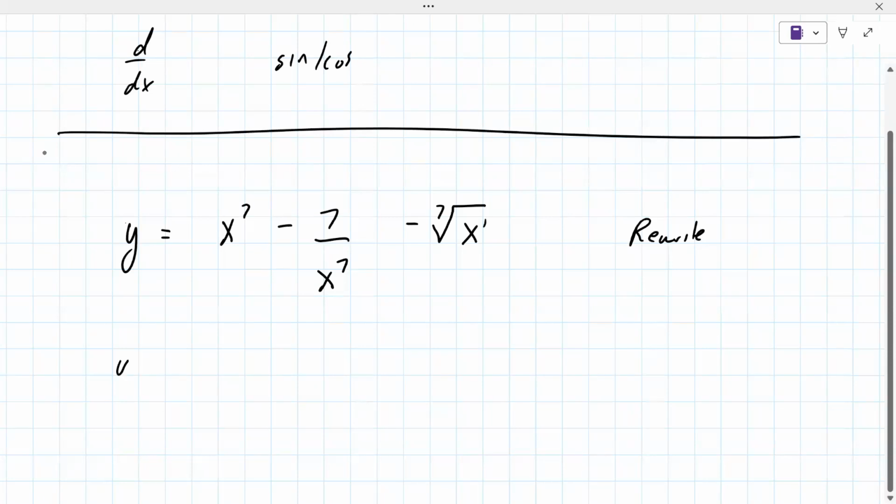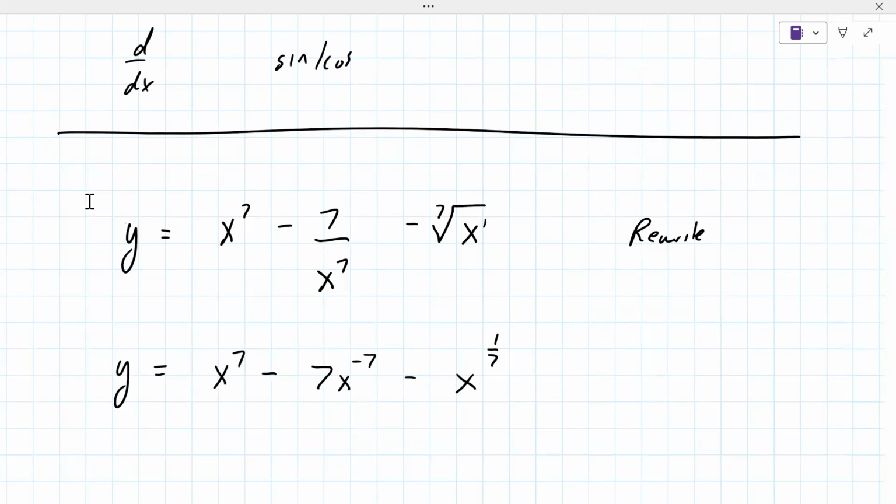And in this one, there's no calculus yet. This is 7x to the minus 7 minus x to the 1/7 power. Where that 1/7 comes from is the power, that's the index. If you're ever unsure how to remember that, this is x to the 1/2. There's really a 2 there and a 1 there.